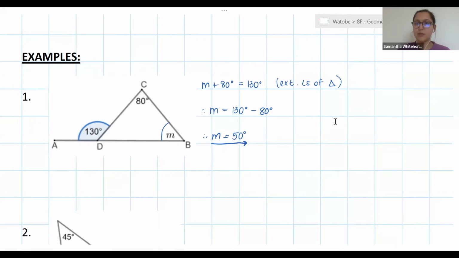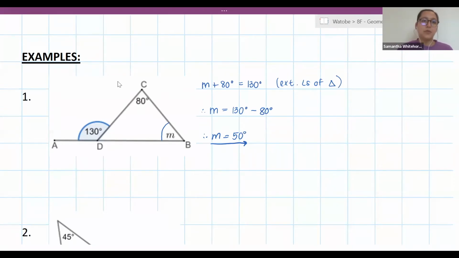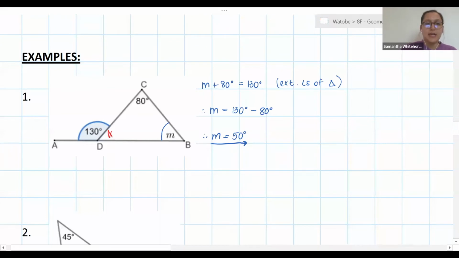Okay, I see we have some questions. Shaba, what is your question for us? Afternoon, ma'am. Hi. Ma'am, for this question, is it possible to get angles on a straight line? So as I've just said, what we can do is work out angles on a straight line to get this angle over here, and then we can use angles in a triangle to work out M. That's fine. Thank you, ma'am. Okay, cool.